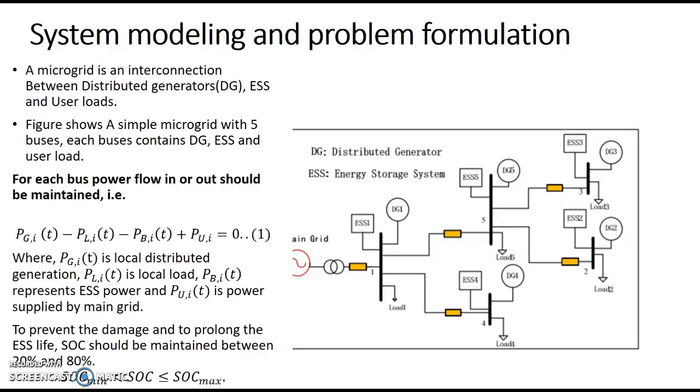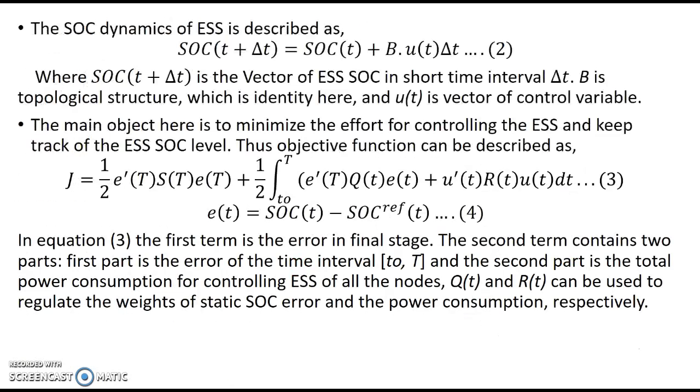To prevent damage and prolong the life of the energy storage system, the state of charge of these energy storage systems should be maintained within some limit, that is, within 20 to 80%. This equation shows this limit, SOC min to SOC max. So this is the dynamic equation of the energy storage system.